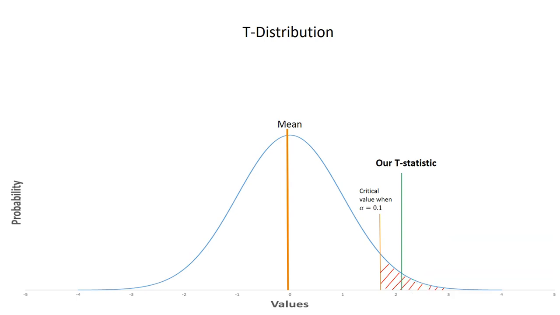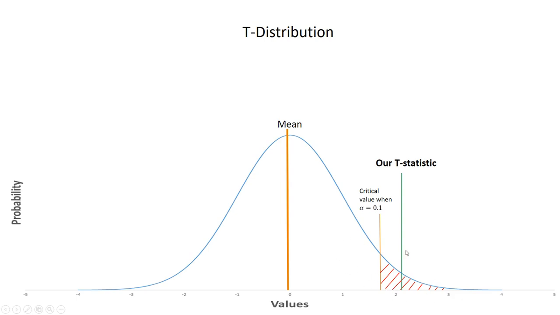Now, one more point. When I went through some definitions, I mentioned the critical region. That's this space here. The probability of being in this space is our significance level. So that's alpha, our significance level. We will reject the null if our t-statistic is within that critical region. All right. One last point.